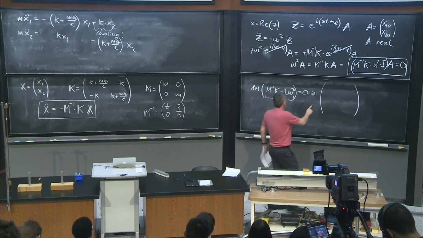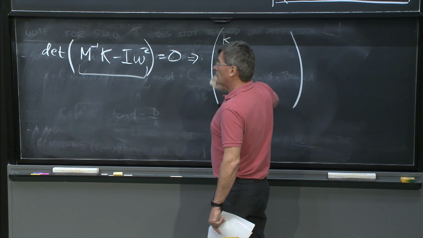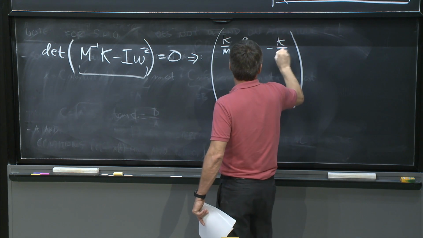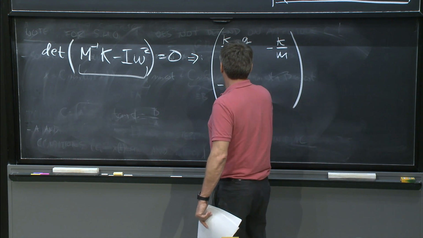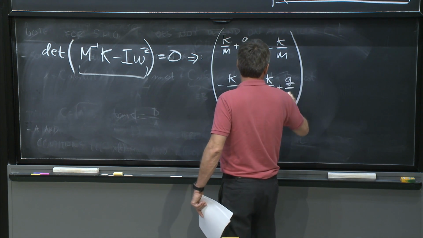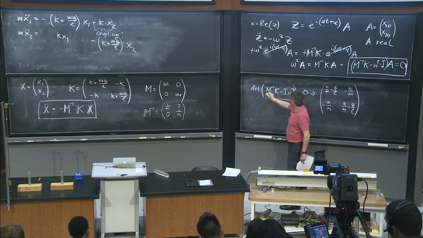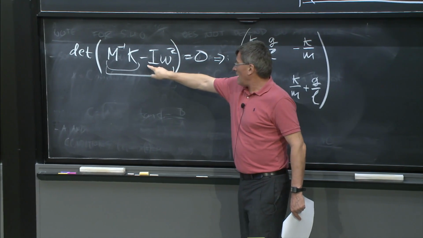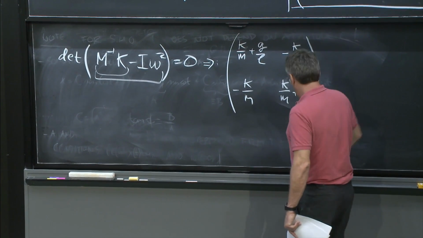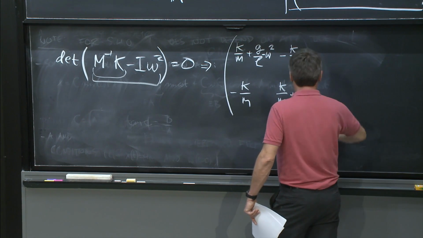So the first element of m to the minus 1 k is k over m plus g over L. This is minus k over m, minus k over m, k over m plus g over L. So this is the multiplication, this term here. And then I have to do minus the unity matrix times omega squared. All this will do is subtract omega squared here. And maybe I should rewrite this.